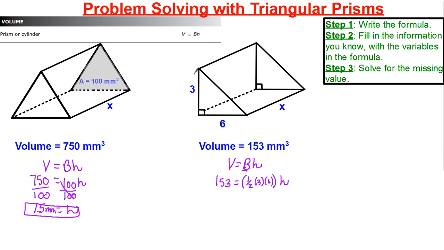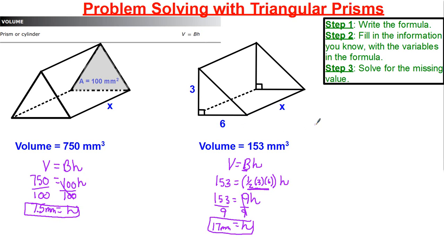This is a right triangle, so this has to be the height and this has to be the base. So now let's just go ahead and evaluate the triangle. 3 times 6 is equal to 18. Half of 18 is 9. All right, so 9 is what I got from everything inside of here. So 9 times the height is going to give us 153. So let's just go ahead and divide by 9 and divide by 9. So our height in this case is going to be equal to 17 millimeters. 17 millimeters. That's this distance x right here.